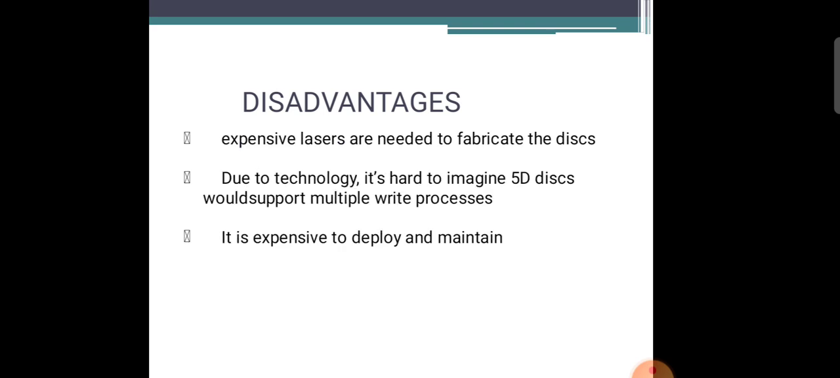Disadvantages: first one, expensive lasers are needed to fabricate the discs. The second disadvantage is due to technology. It's hard to imagine 5D discs would support multiple write processes. The third disadvantage is it is expensive to deploy and maintain.